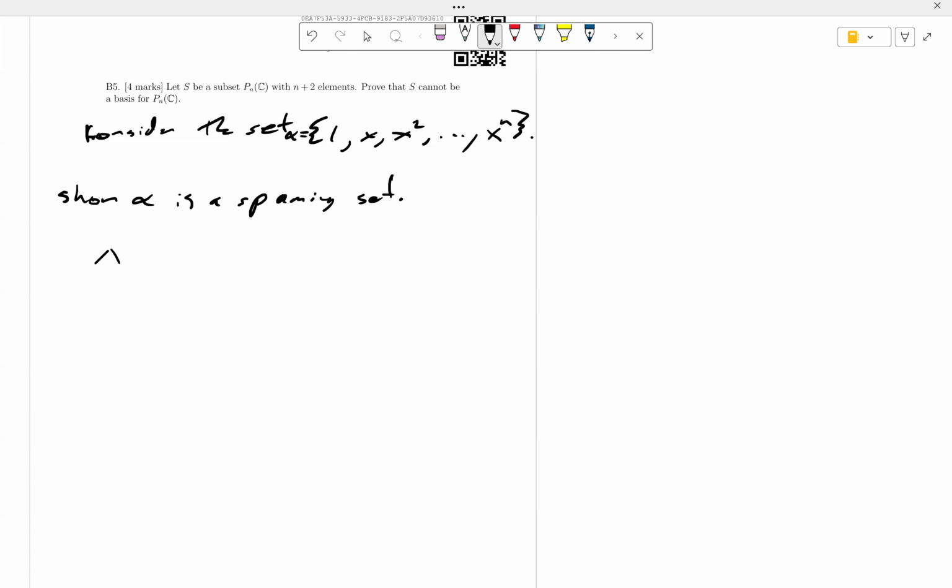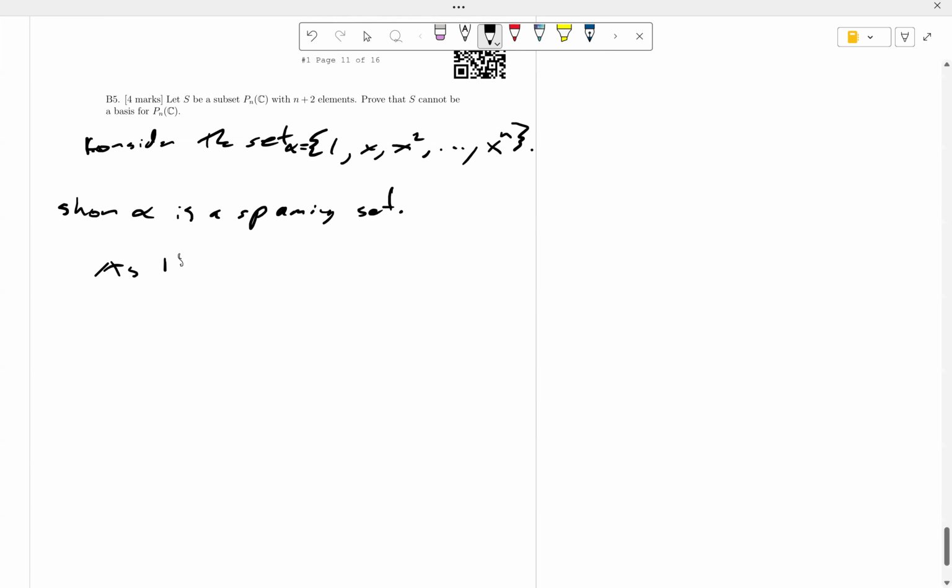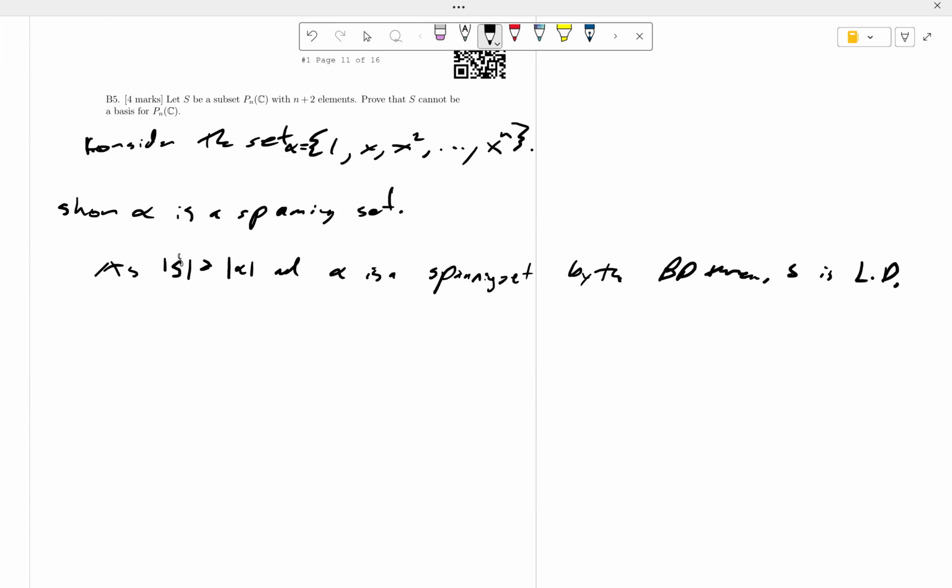as the cardinality of S is greater than the cardinality of alpha, and alpha is a spanning set, by the dimension bound theorem S is linearly dependent. Okay, so that's the one technique. So that's A.